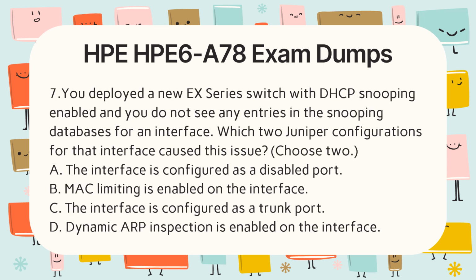7. You deployed a new EX-series switch with DHCP snooping enabled and you do not see any entries in the snooping database for an interface. Which 2 Junos configurations for that interface caused this issue? Choose 2. A. The interface is configured as a disabled port. B. MAC limiting is enabled on the interface. C. The interface is configured as a trunk port. D. Dynamic ARP inspection is enabled on the interface.